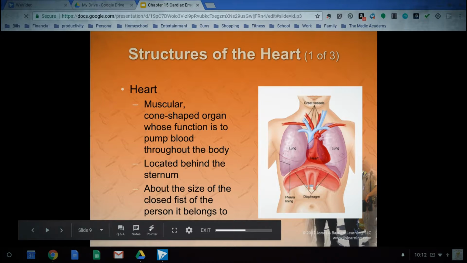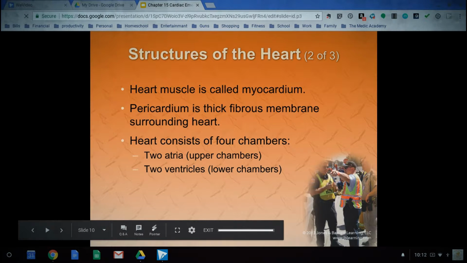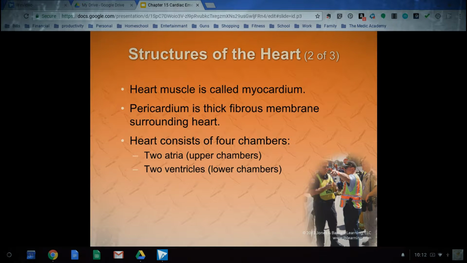The heart itself is a muscular cone-shaped organ whose main purpose is to pump blood throughout the body and perfuse all the tissues. This is located behind the sternum and is about the size of a closed fist of your patient. The heart muscle is called the myocardium and is surrounded by a thick fibrous membrane called the pericardium. Now this pericardium can be a little bit tricky when we start talking about pathology regarding things such as a pericardial tamponade.